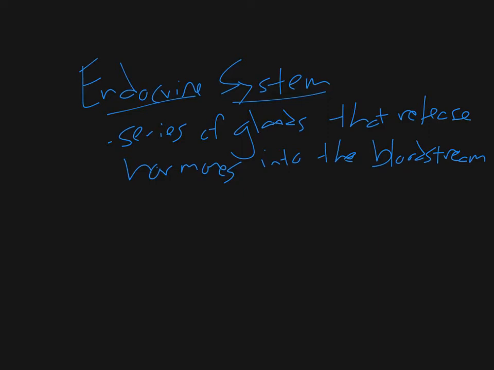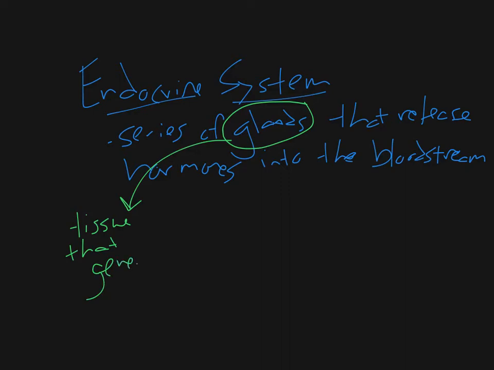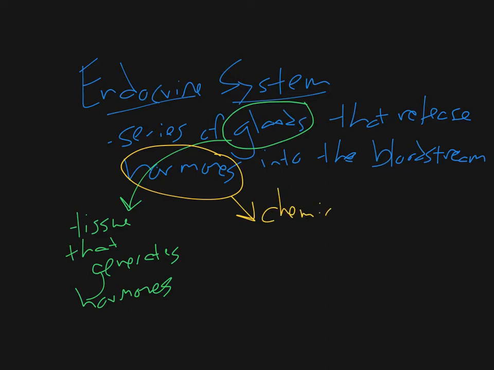So two things to define here. First, what is a gland? A gland is any tissue that generates hormones, which then means that we need to define something else, and that is, what is a hormone? A hormone is a chemical messenger in the body.